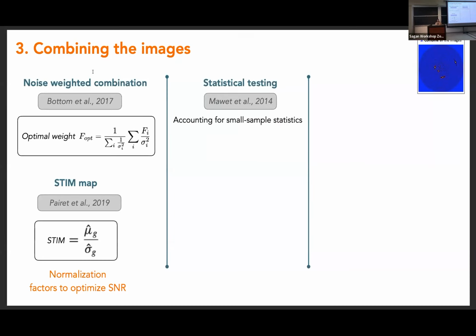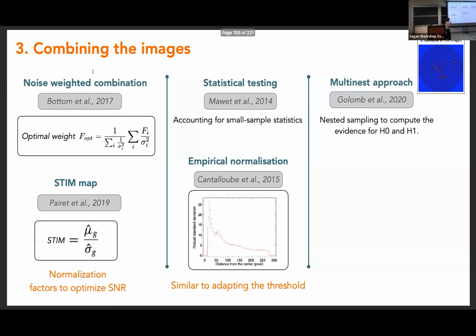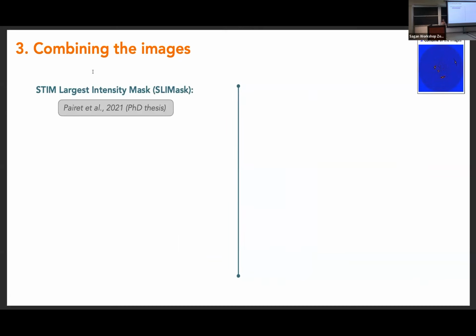There's also the statistical testing that takes into account the small sample statistics, which means close to the star, you have very few pixels and very small rotation of the field of view. And same, you can have empirical normalization, which is like, this should be straight and it's not straight, so let's make it straight. Yeah, I mean, it works. And there's also even more statistical testing, such as the MultiNest approach and the SNAP approach that recently got online. And it's just to balance the noise reduction versus how intense your detection is. Okay, so there's lots of literature.